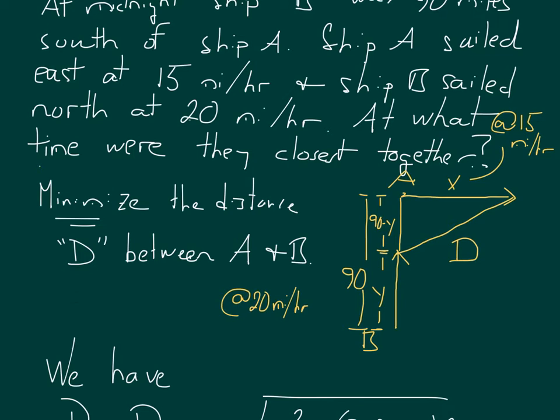Well, we can write x here in terms of time because x is the distance traveled by our ship A at a particular time t, and we know the speed of ship A. So ship A is traveling at 15 miles an hour. And similarly, we can tell what y is because we know the speed of ship B. Ship B was traveling at 20 miles an hour. So let's write that down.